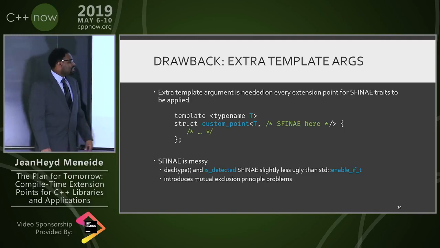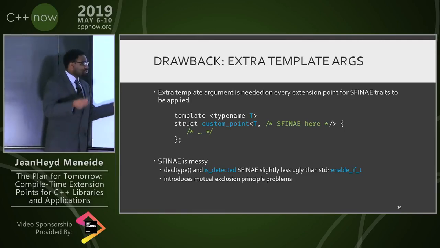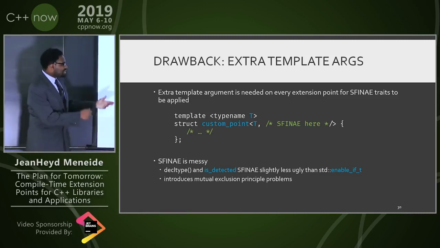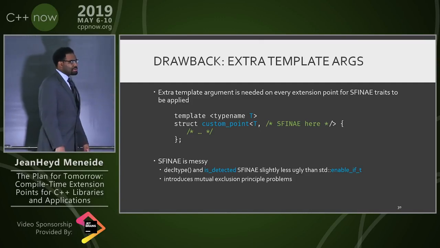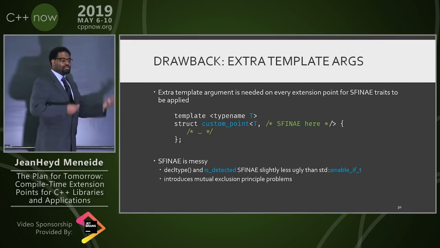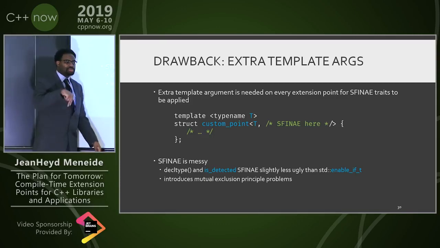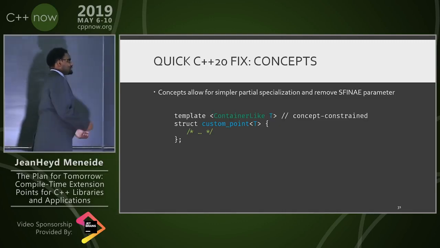And it's messy, right? Decltype, you can use a special form of SFINAE called decltype, or you can do the sizeof SFINAE, or is_detected, and it's less ugly than enable_if, but it still introduces the mutual exclusion principle problems, right? And for somebody who's just trying to overload things for their types, they can very easily fall into the pit. When you give them this kind of tool, it's very easy for them to start stepping on their own toes, which is, you know, again, not an elegant way of working with this thing.